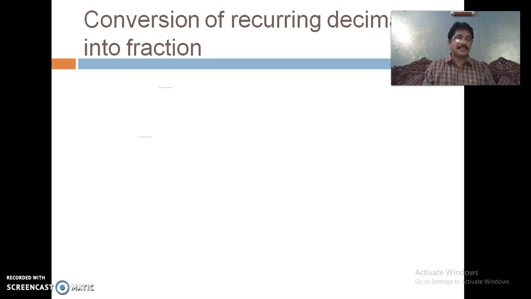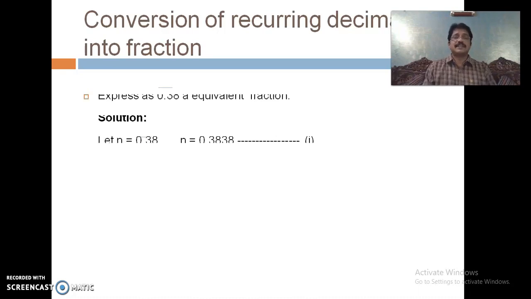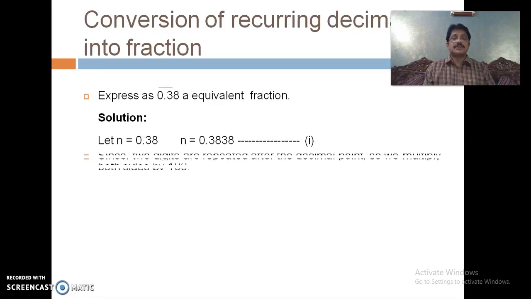So how to convert a recurring decimal into a fraction? That's a very, very important area. First let us take an example, 0.38 bar. So 38 is repeating continuously. For this kind of problem, we say let n equal 0.38 bar. Means n is 38, 38, 38, 38 and so on, correct? According to the number of digits which are repeated, we have to multiply by a power of 10. If only one digit is repeating, then you multiply by 10.